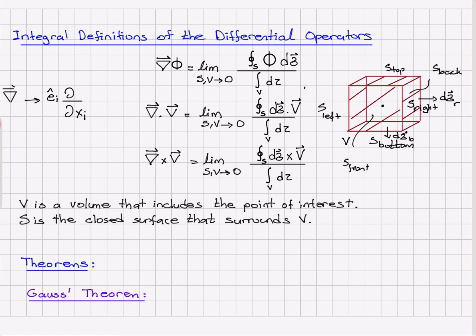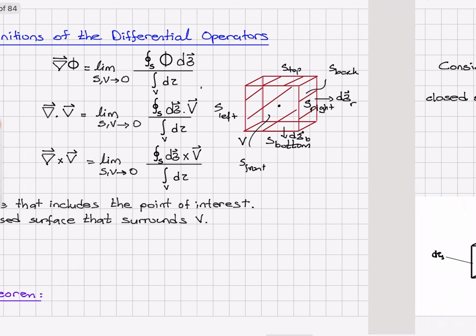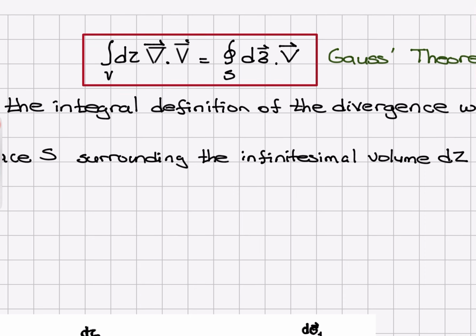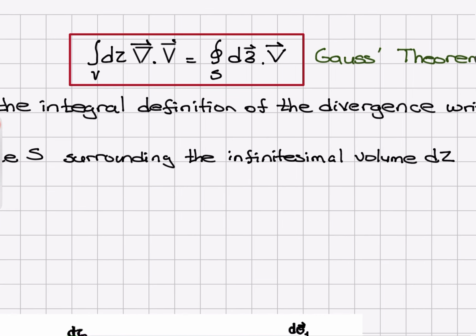Now we're going to talk about some important theorems about these differential operators. The first one is Gauss theorem. And Gauss theorem states that if I take the volume integral d tau divergence of a vector v, this is equal to the closed surface integral d sigma dot v. So that's the surface that is going to be at the boundary of this volume.